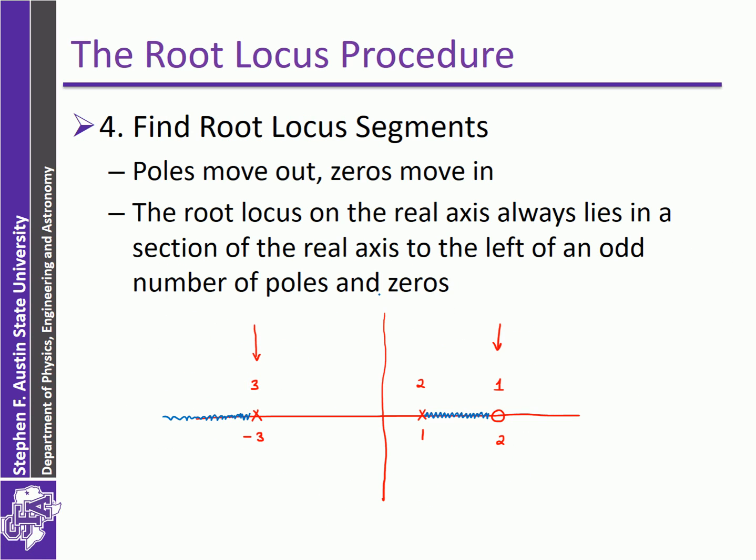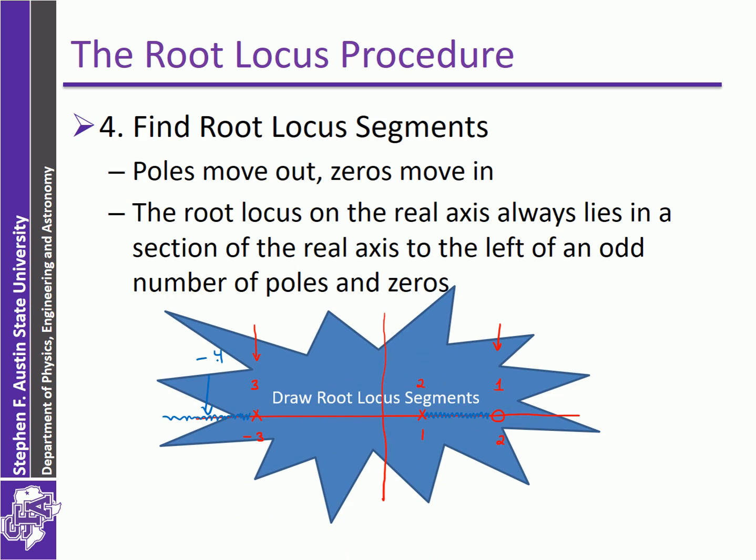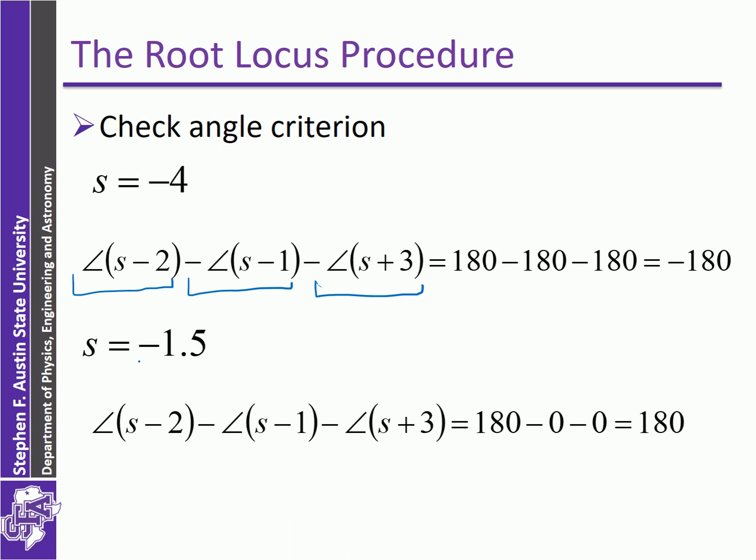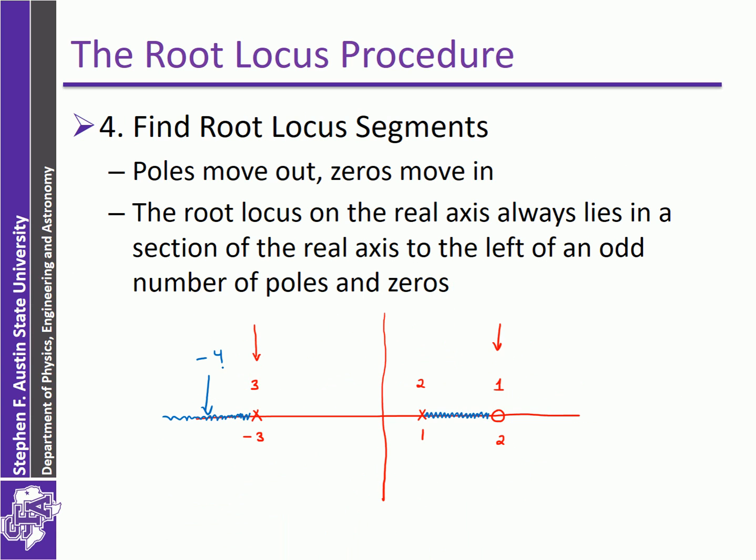So we know that the segment is located from minus 3 all the way up to infinity. So let's pick a value of minus 4. And we're going to pick another value at minus 1.5. Okay? So minus 1.5 should be in here.